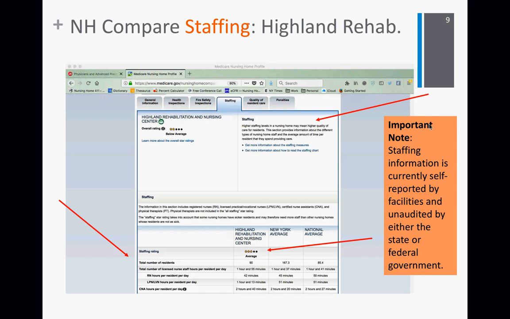So a couple of quick things to mention here. CNAs, the certified nurse aides, provide about 90% of resident care, so they are an incredibly important component, and having sufficient CNAs is very important for resident quality of life and for quality of care. More and more, though, we're seeing that studies are indicating that it's the RN hours that are also very, very important. RNs have a very special and important role in the nursing home environment.